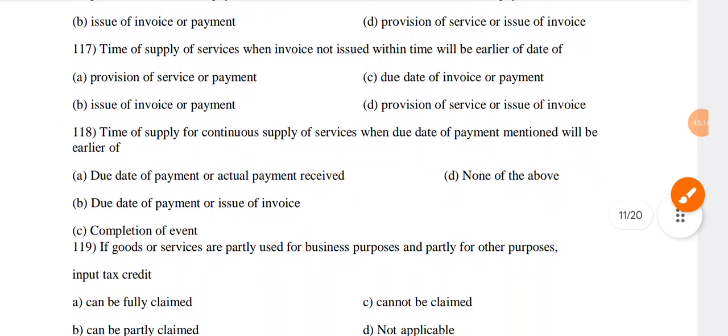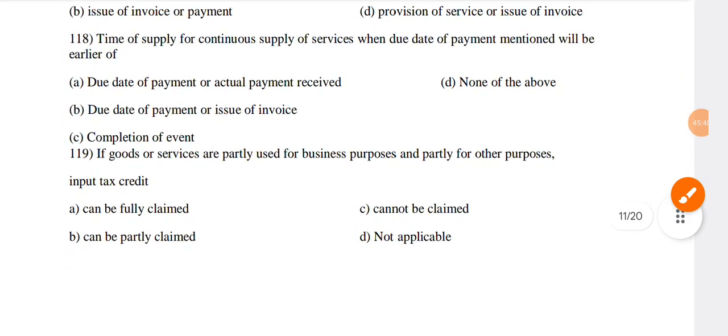Next question. Time of supply of services when invoice not issued within time will be earlier of date of: option A, provision of service or payment; B, issue of invoice or payment; C, due date of invoice or payment; and D, provision of service or issue of invoice. The correct option is A.